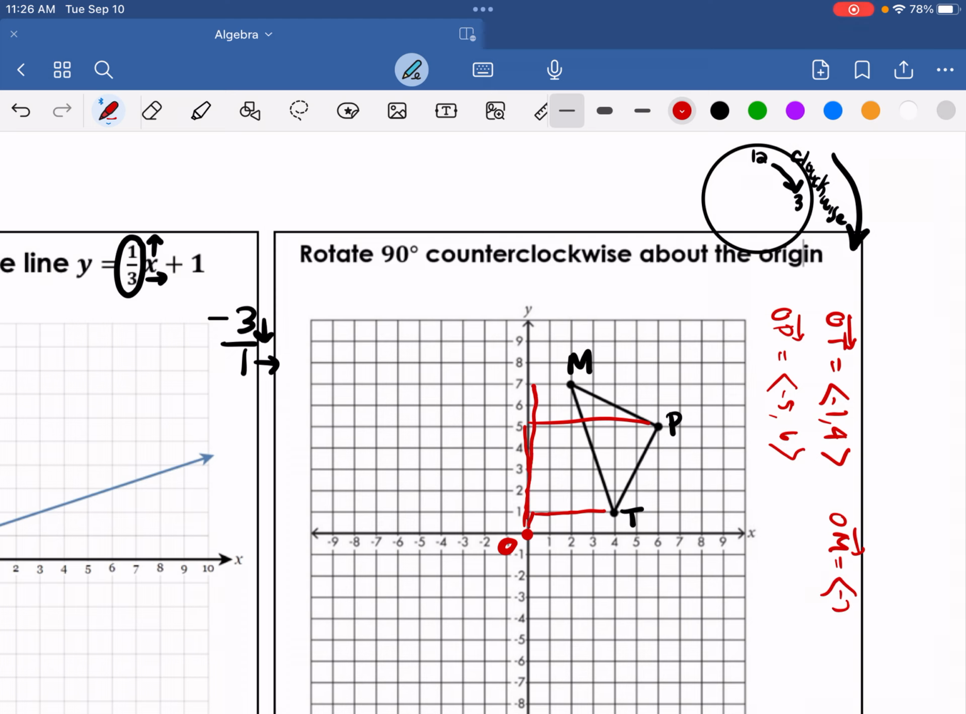So now I turn my page back to its normal starting position. I'm going to erase those vectors, and then I'm just going to follow the directions. It says left 1 and up 4 for T prime. Left 1, up 4. This is T prime. Left 5, up 6, that is P prime, and left 7, up 2, and that's M prime. And that is where your new image would be.